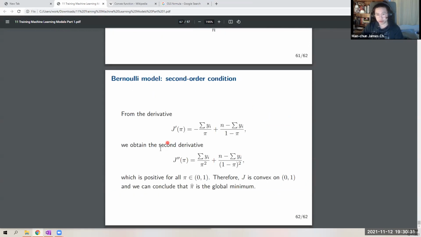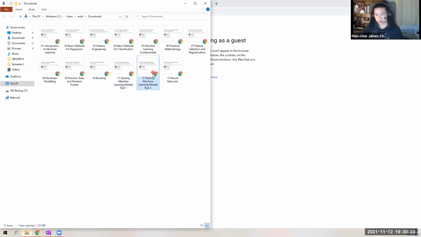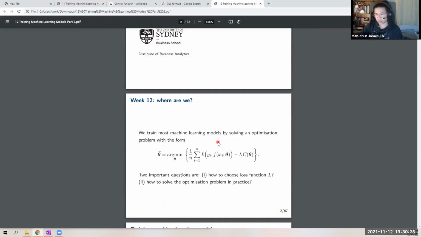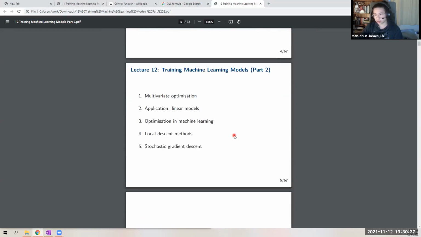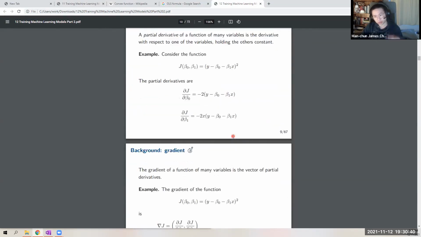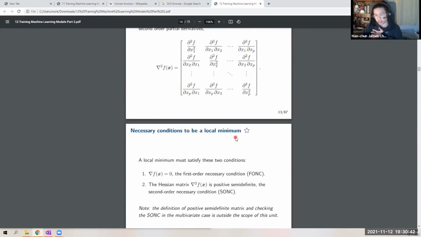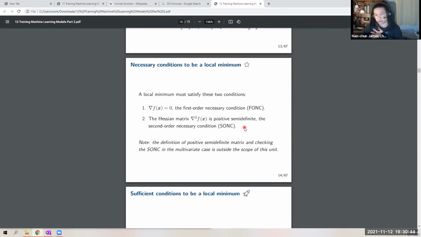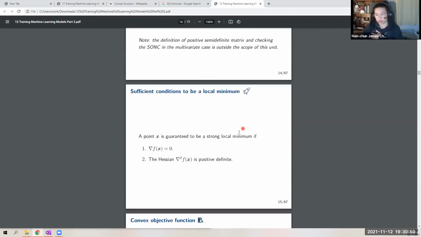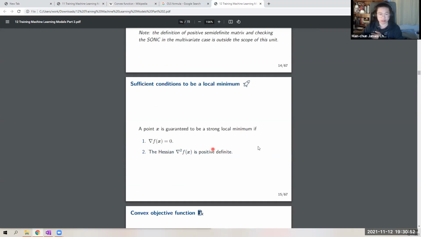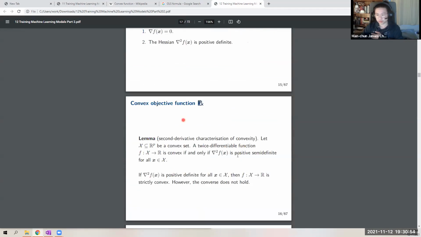Okay, and I'm going to just rapid fire through this because there are 2 left. Everyone's tired. I'm tired. Then we have multivariate conditions where for it to be a minimum, you need this thing to be positive semi-definite. Okay, so whatever that means.